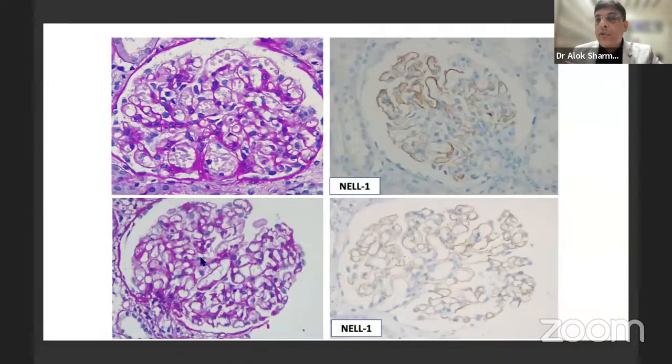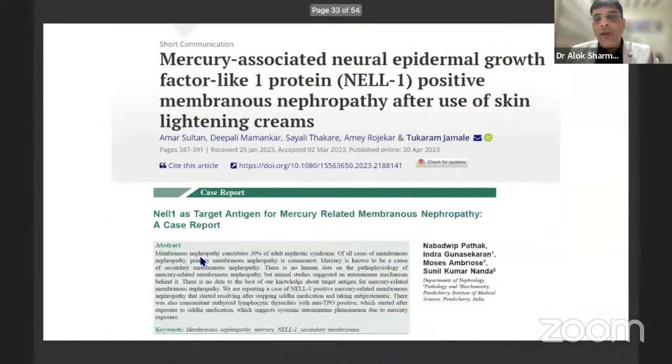And this is how the IHC would appear. So if you see the image on the top right, you can see that a large number of capillaries are not staining. It is only a very few number of capillaries which are staining. And this is exactly the segmental nature I was talking about. So segmental membranous GN is a very, very strong indicator of a NEL1 associated membranous GN.